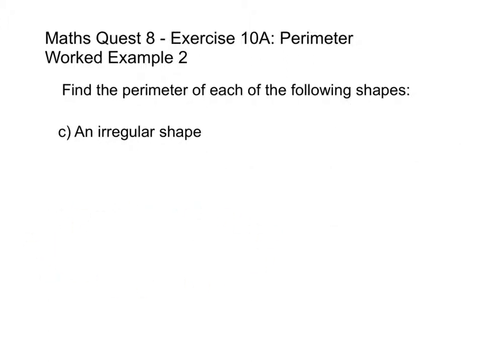So now we're going to look at example 2C. So it's finding the perimeter of an irregular shape. So I'll draw the irregular shape. It looks like this.